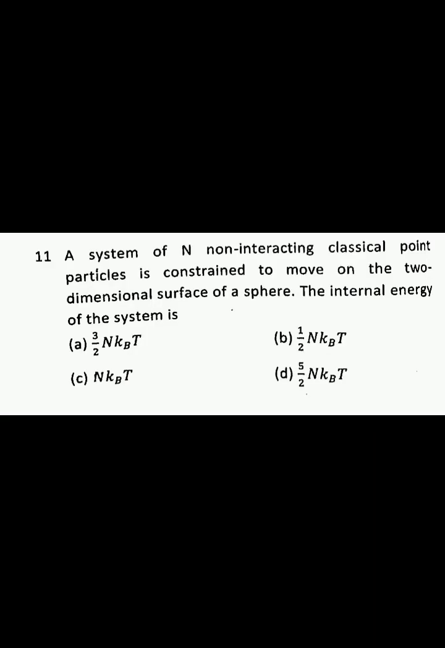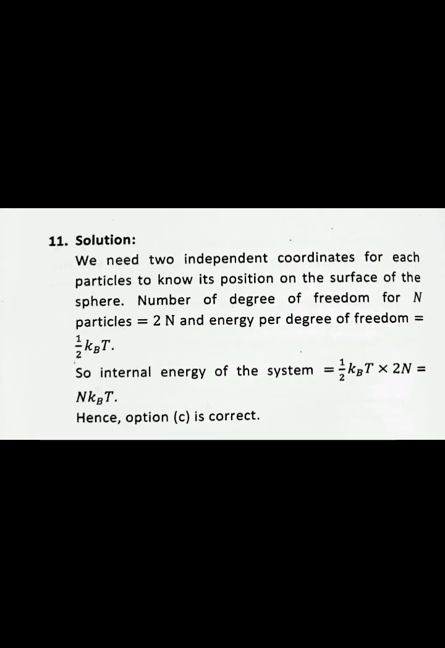The next question: a system of n non-interacting classical point particles is constrained to move on the two-dimensional surface of a sphere. The internal energy of the system is dash. Since it is a two-dimensional system, the number of degrees of freedom for n particles is 2n. So the energy per degree of freedom is half kBT, by the equipartition theorem. So the internal energy of the system is half kBT times 2n, which is equal to n kBT. So the answer is option C.